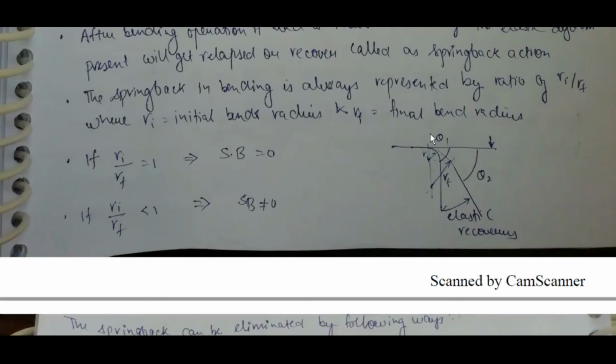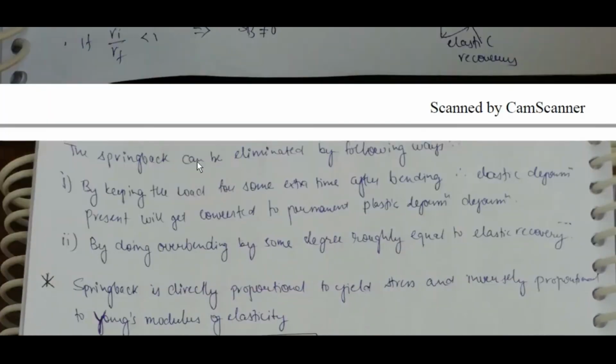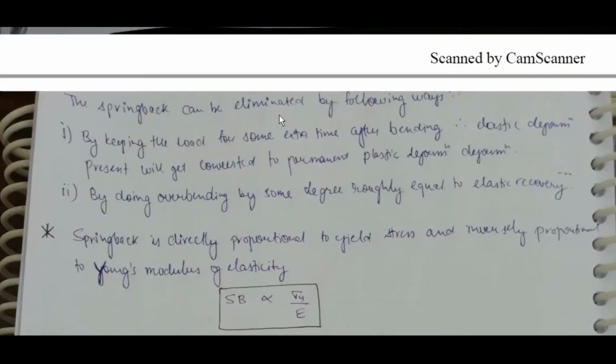Theta 1, theta 2. The spring back can be eliminated in the following ways: by keeping the load for some extra time after bending, so the elastic deformation present will get converted to permanent plastic deformation; and by over bending by some degree, roughly equal to the elastic recovery.